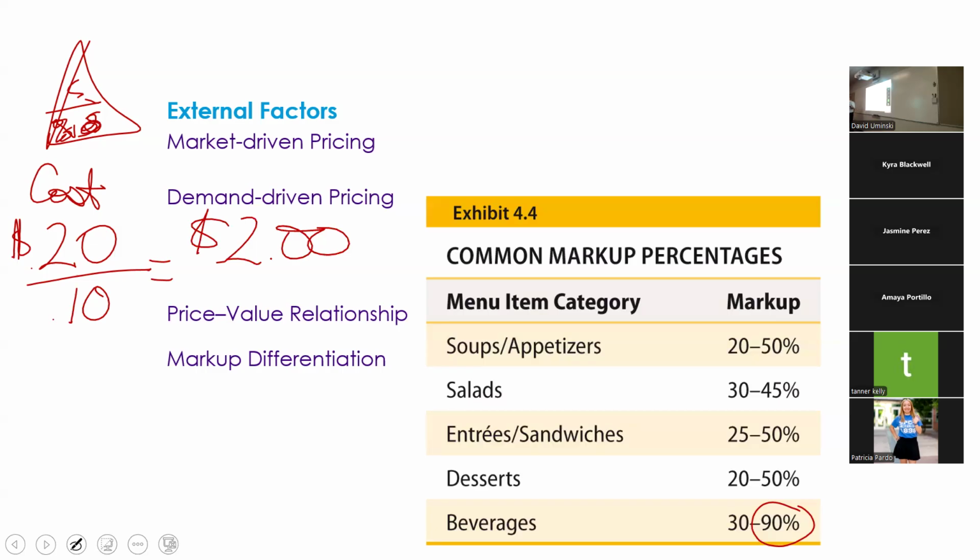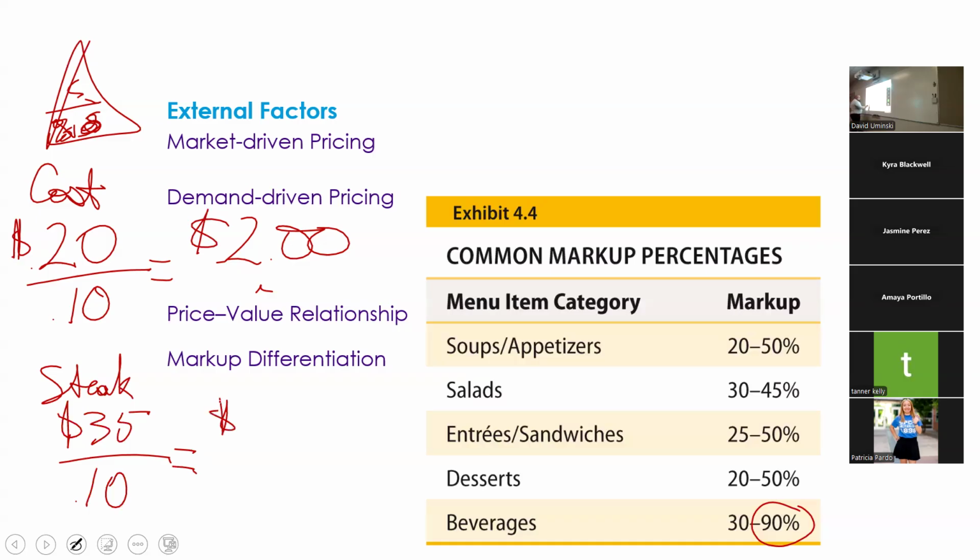So this is, again, that price value relationship. Math tells me I should sell it for at least $2. But if I can get away with selling it for $2.50, then that's going to lower my beverage cost percentage. Now let's apply the same thing to a steak. If my steak costs me $35, that costs the restaurant, not what I'm selling it for, $35. If I sell it with a 10% food cost, what should my menu price be?